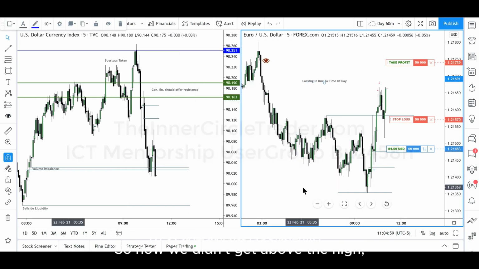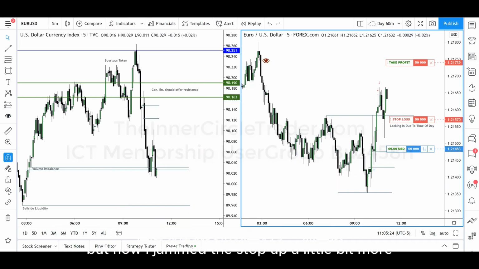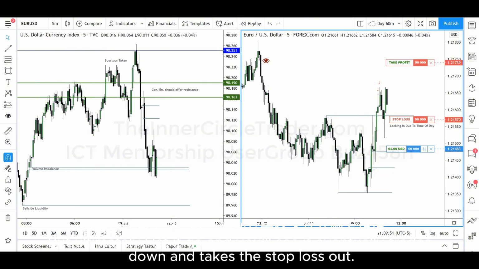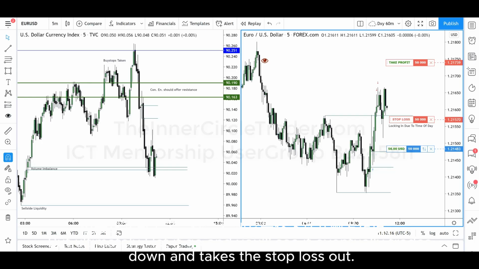Okay, so now we didn't get above the high, but now I jammed the stop up a little bit more, and I'm looking at it thinking to myself, it's not 10 pips. If you see the little blue area on the euro-dollar, that's my entry price, and I'm underneath 10 pips. So that's right now at the time of the recording. I'm zapping out right now. You have no idea, my obsessive compulsive disorder is firing on all cylinders. But ultimately, I let it go, and you'll see it eventually trades down and takes the stop loss out.